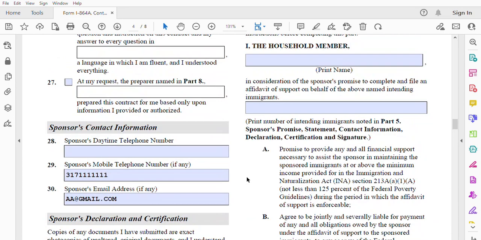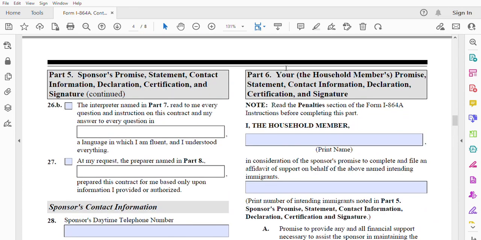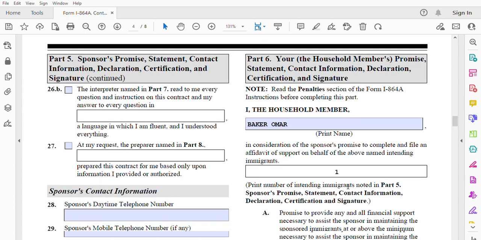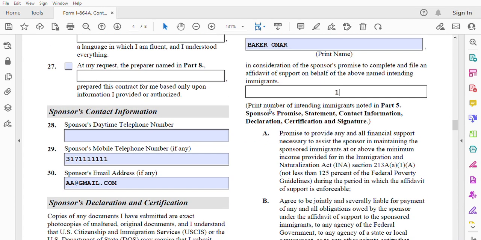We're gonna go to part 6, which is about the household members. Promise, statement, contact information, declaration, certification, and signature. The household member is Baker, Omar, and the immigrant is the same one, number 1, that's always gonna support. Print the number of the intended immigrant noted in part 5.